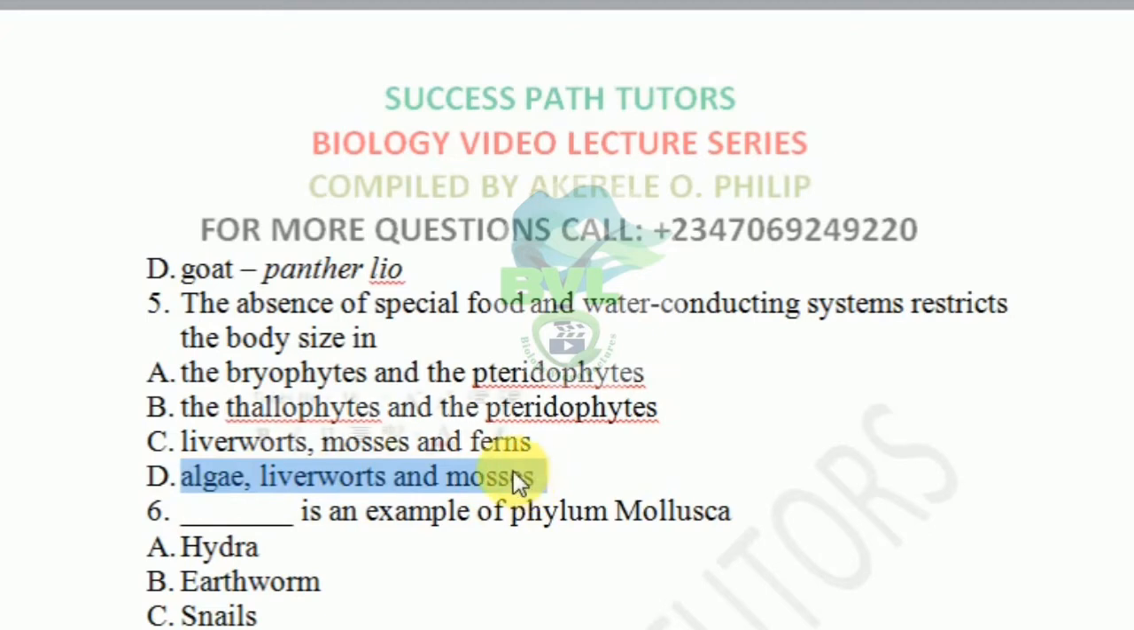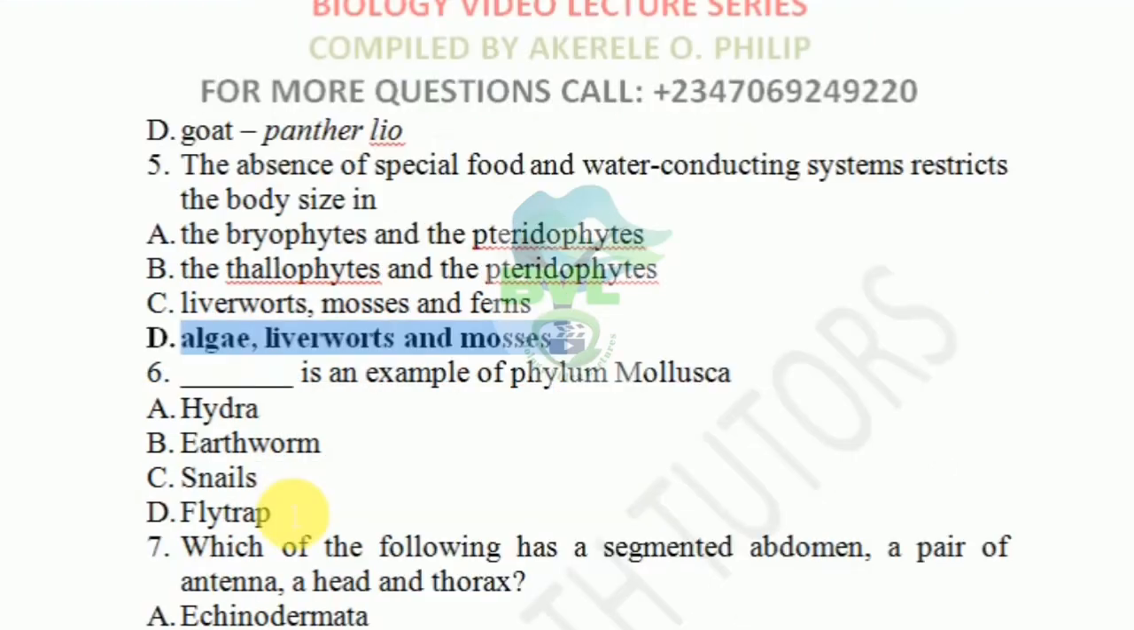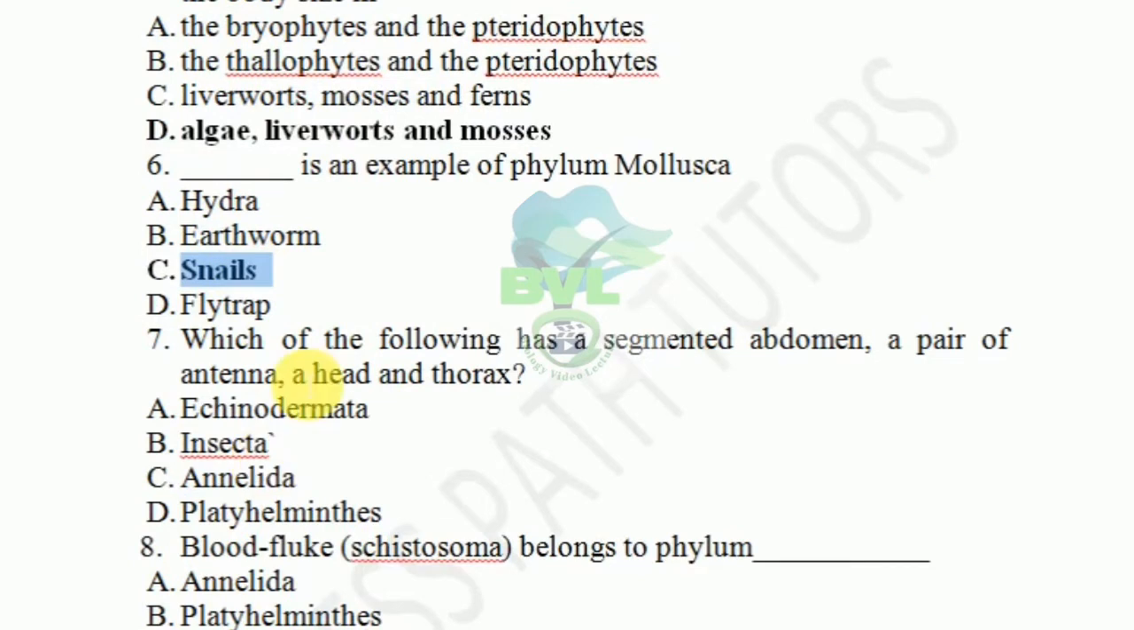Algae, that's your Thallophyta, though in this case we say green algae. Liverwort and mosses both belong to division Bryophyta. Dash is an example of Mollusca. That is your snail, octopus. Those are examples of Mollusca. That's phylum Mollusca under kingdom Animalia.